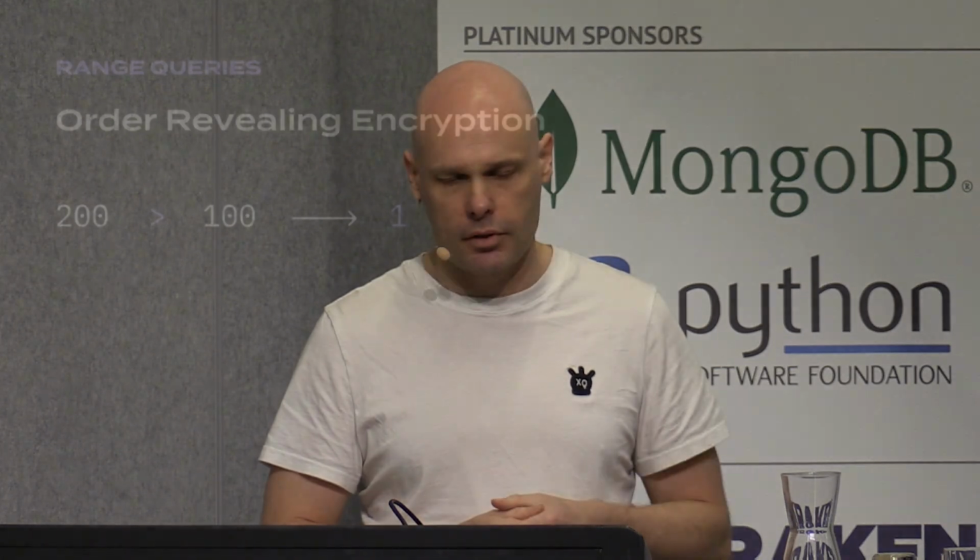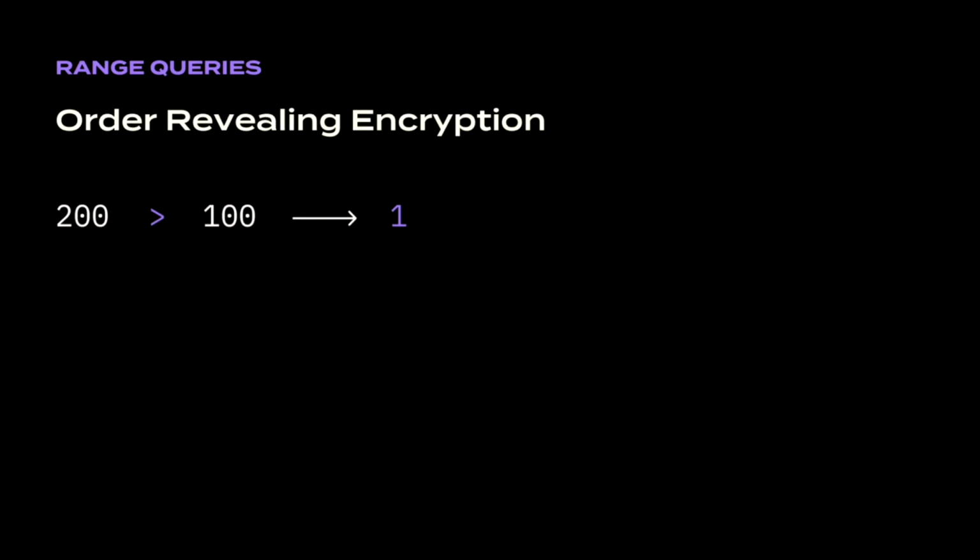The first is called order revealing encryption. To give a sense of how this works, it's first helpful to think about what it looks like before we encrypt, when we're doing some sort of range comparison, right? So if you've got two numbers, 200 and 100, and you want to compare them, you'll get some result out. If 200 is more than 100, then we're going to return 1. If 200 is less than 100, we're going to return -1. And if they're equal, we're going to return 0. So this is just a standard comparison operation.